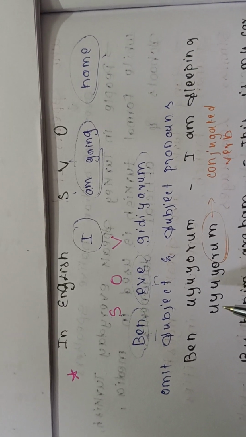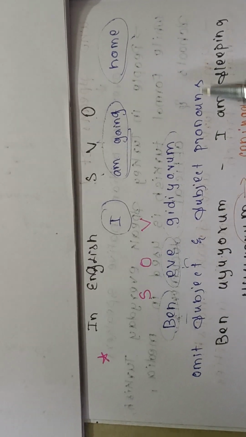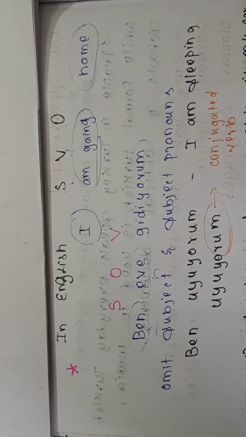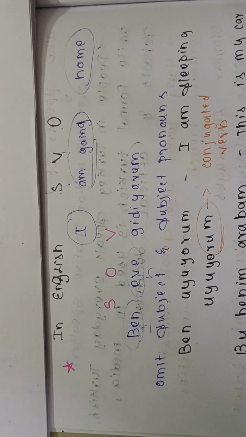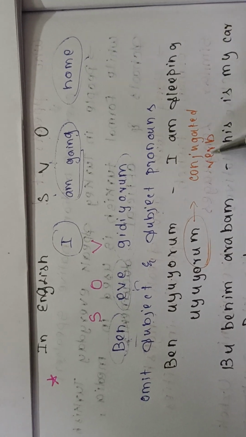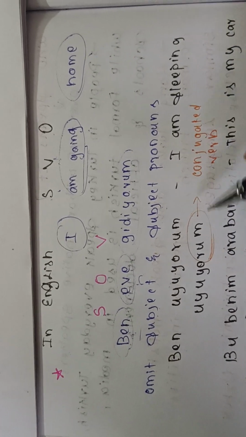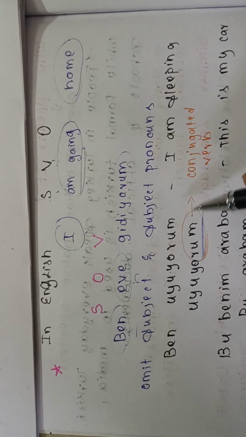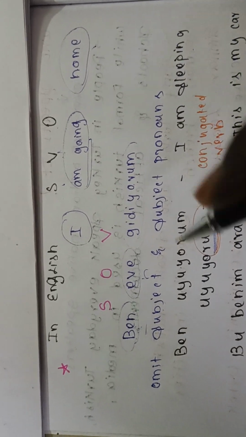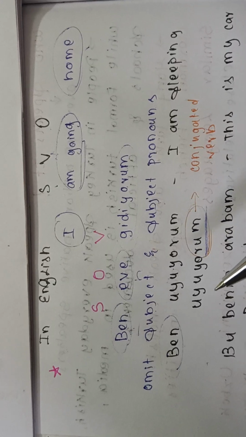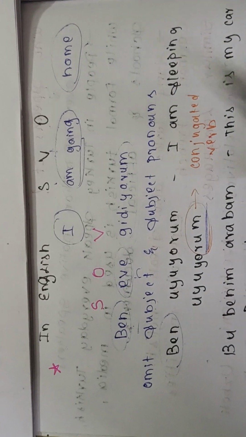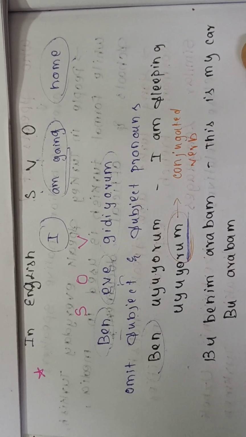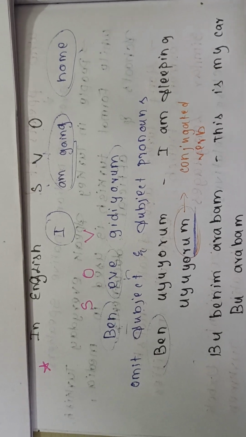One of the most important things is that you can omit the subject pronoun. For example, Ben uyuyorum means I'm sleeping. You can also say just uyuyorum, because the ending -um, which is the conjugated verb ending, carries the meaning. So you can use ben or not, that is up to you, but the meaning will be the same.